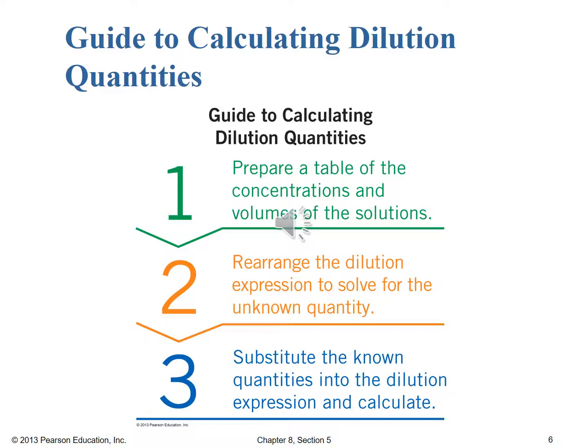Sometimes we'll know the initial concentration and initial volume, and we'll be solving for the final concentration or final volume, or we could sometimes even be solving for the original concentration or volume, depending on the problem. Finally, we will substitute our known quantities into that dilution expression and then calculate the unknown.